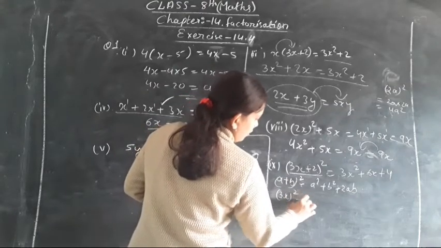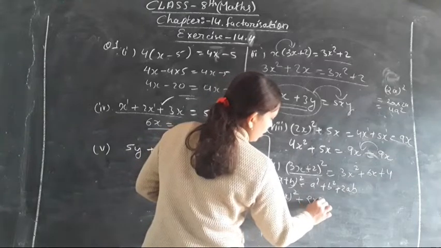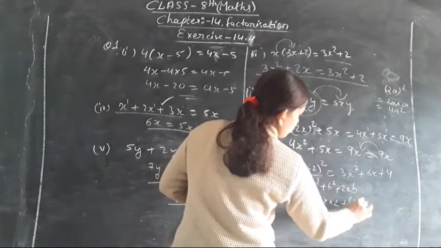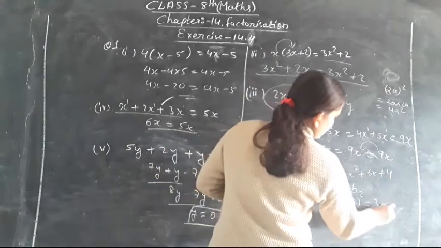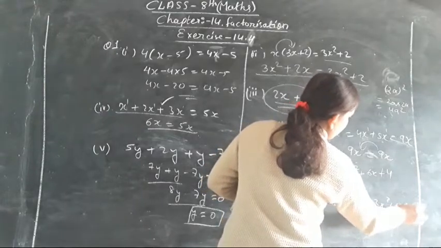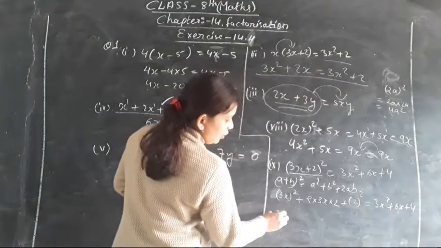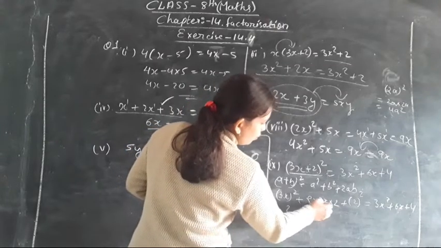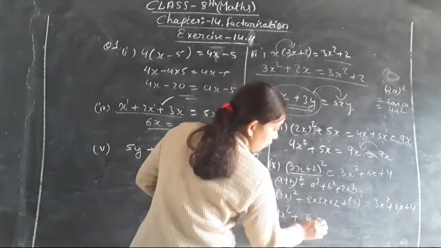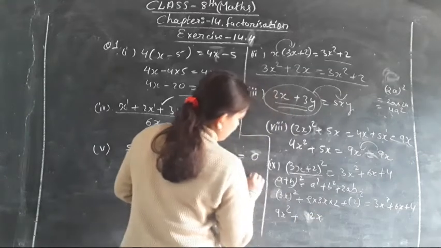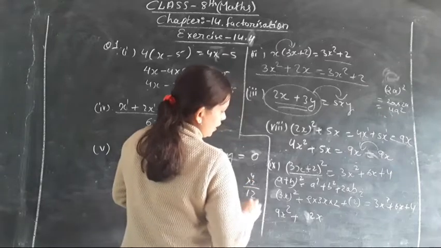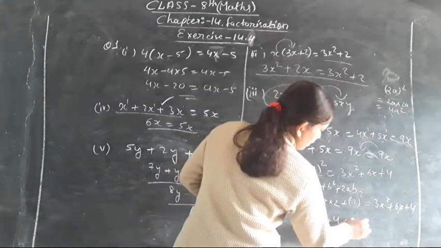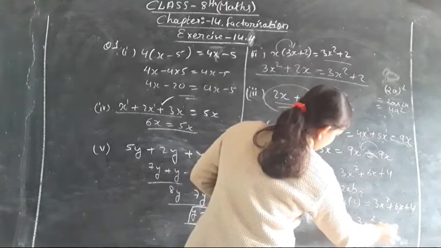3x square plus 2ab, 2 into 3x into 2, plus b square, that is 2 square, equals 3x square plus 6x plus 4. This is the equation we got. So here 3 into 3, 9x square, plus 2 into 2, 4, plus 4 into 3, that will be 12x, as 4 twos are 4, 4 threes are 12. So 12x plus 2 into 2, 4.